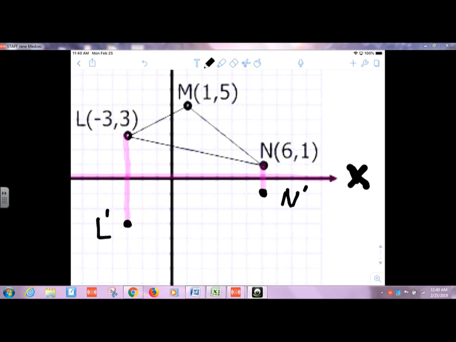Now you do not need to draw the highlighted lines here. This just tells you how far that is. All right, now let's take a look at M. M is 1, 2, 3, 4, 5 away from the x-axis. So if I go 1, 2, 3, 4, 5, I end up with M prime. Okay, so that's kind of how you do it.